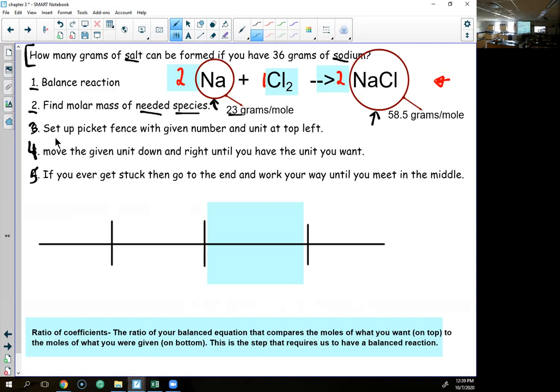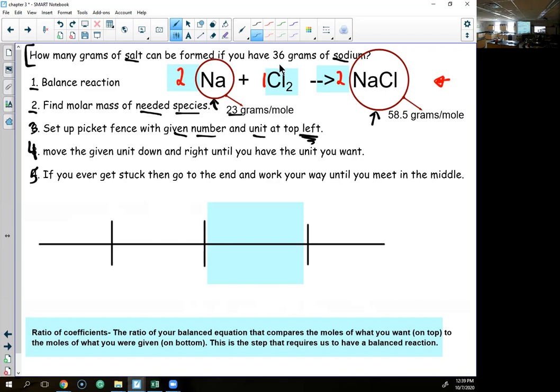Looking at step 3. Set up picket fence with given number and unit at top left. Okay. The picket fence is really just a line with some lines through it. That's where it gets the picket fence thing. Okay, here we go. So just please follow along. Set it up with, in the top left, the given number and unit.